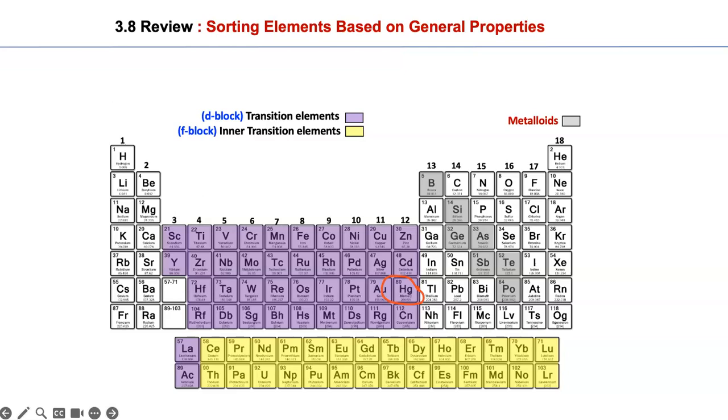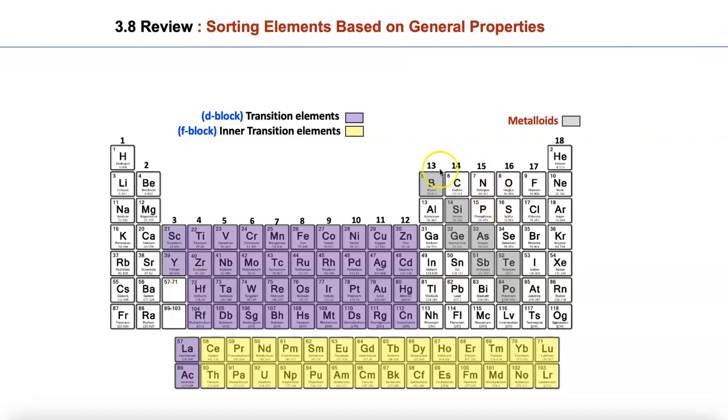And then F block starts in here. It starts right after the 5 and 6D subshells' first electron fills. So we call it the inner transition metals because they fill inside the D block, in 5 and 6D.